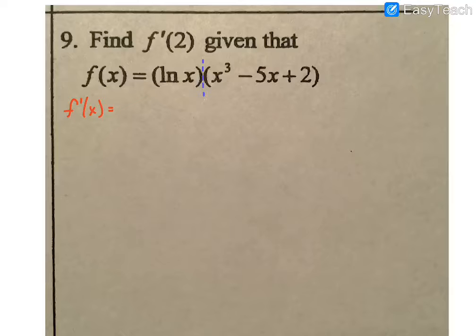The derivative of natural log of x is 1 over x times x cubed minus 5x plus 2. So keeping the second part of the function as is. Product rule says plus, and now we're going to reverse what we just did. So we're going to keep the natural log of x, and we're going to multiply by the derivative of that trinomial. Derivative of x cubed minus 5x plus 2 is going to be 3x squared minus 5.